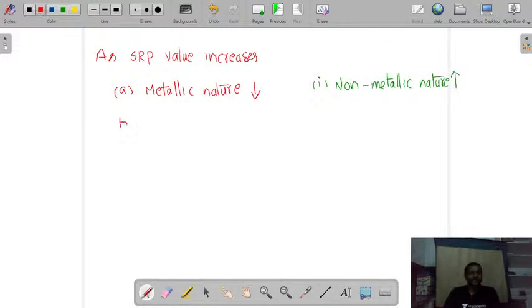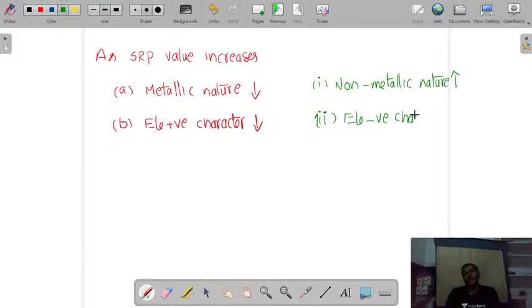And B, as the metallic nature decreases, electropositive character decreases. As non-metallic nature increases, electronegative character increases.